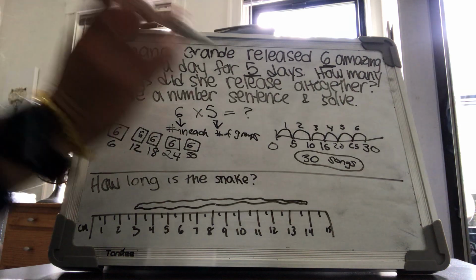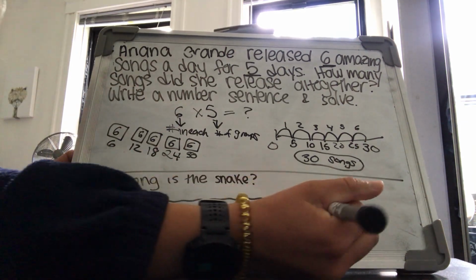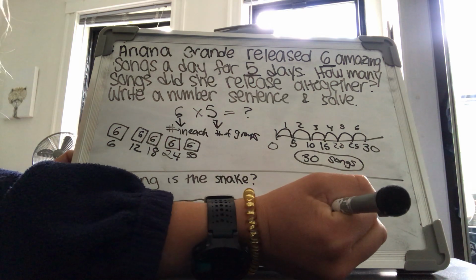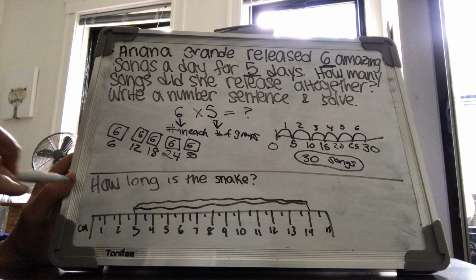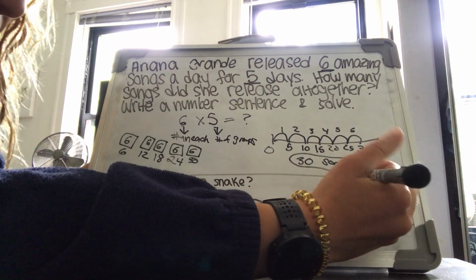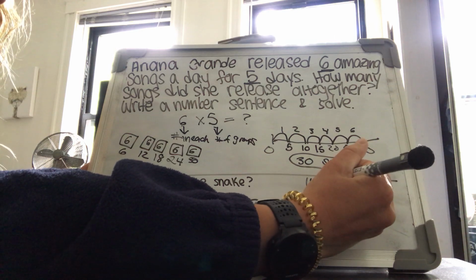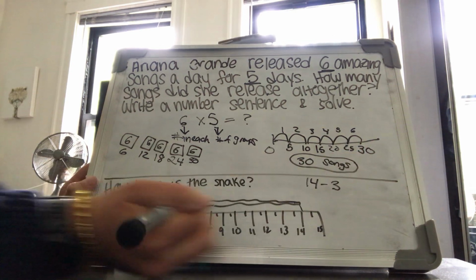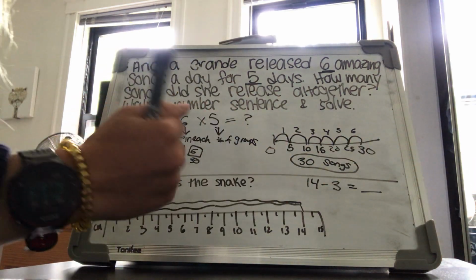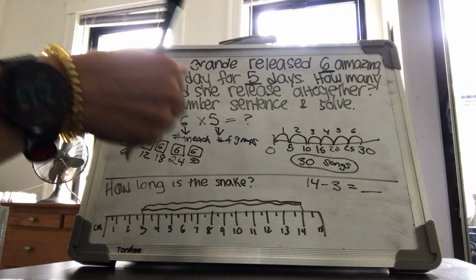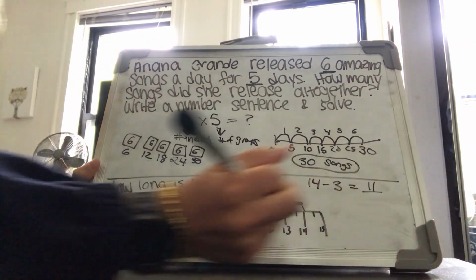Okay, so I'm going to look and see where my snake starts, which is at 3, and where it ends, which is 14. So if I know my endpoint and I know my starting point, the easiest way to solve this problem is take my endpoint, which is 14, and then subtract my starting point. 14 take away 3 equals blank. 14, 13, 12, 11. 14 minus 3 equals 11.